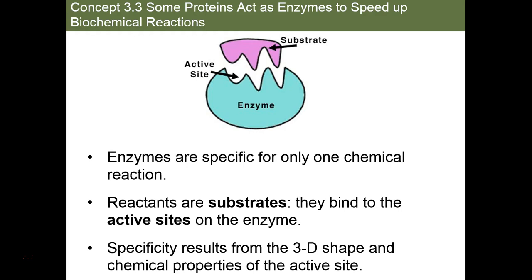Enzymes work on substrates. Enzymes are specific for only one chemical reaction. As you can see on the top picture of the slide, the enzyme is specific to one specific substrate. The substrate will bind to the enzyme at what is known as the activation site or active site. The particular 3D shape of the enzyme and its chemical properties make it specific for only a certain substrate.